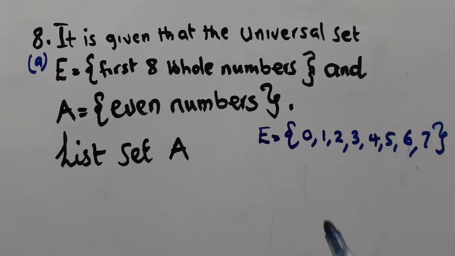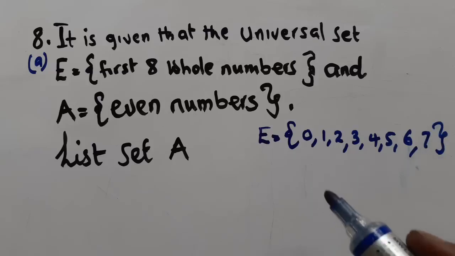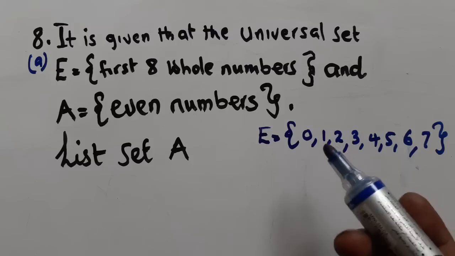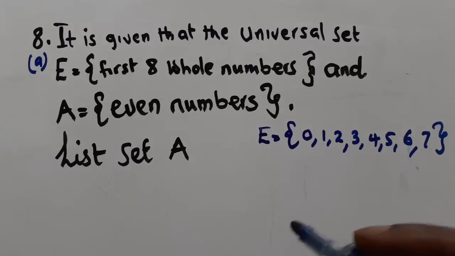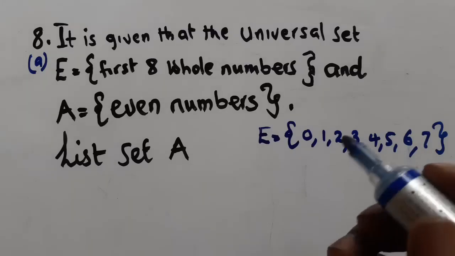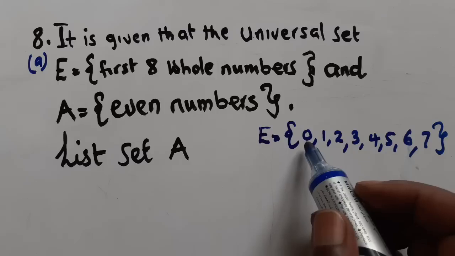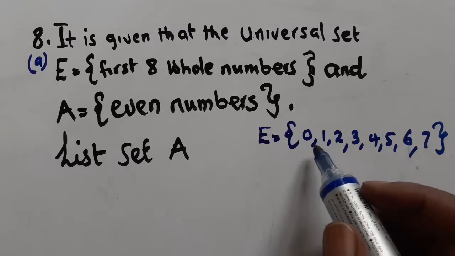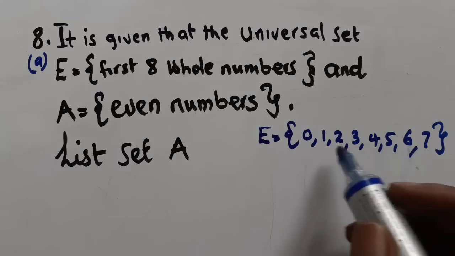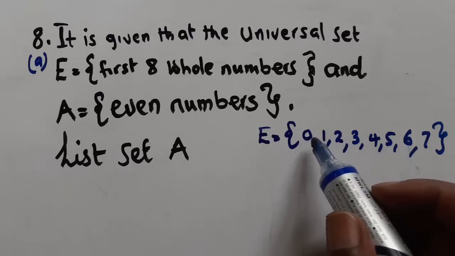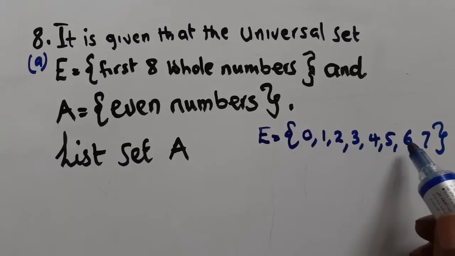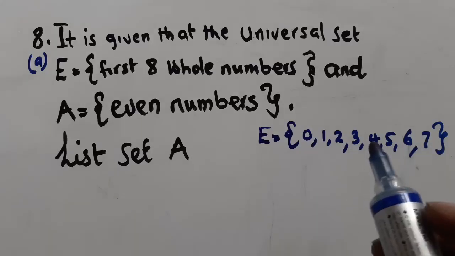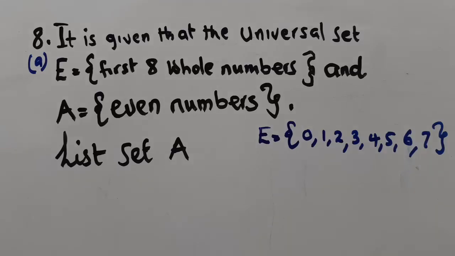These whole numbers are the numbers starting from 0 up to infinity. Sometimes we say they are counting numbers including 0. So the first 8 whole numbers are these ones here. We can count them just to be sure: 1, 2, 3, 4, 5, 6, 7, 8. These are the first 8 whole numbers. Natural numbers, we start from 1.